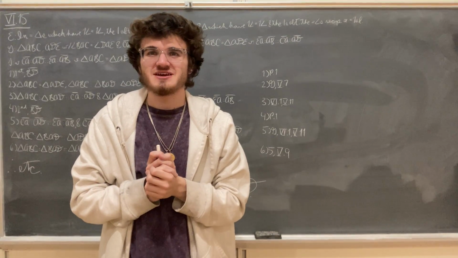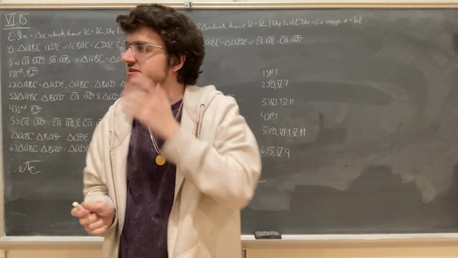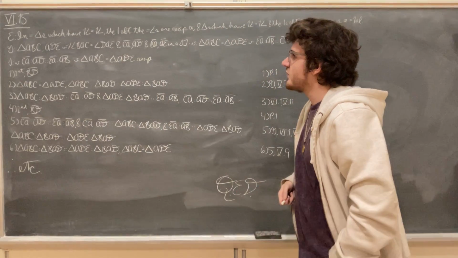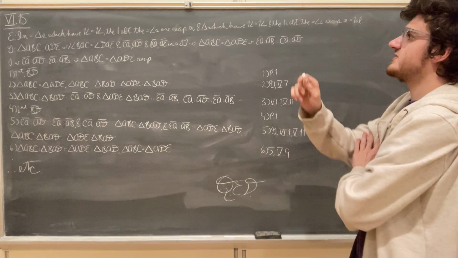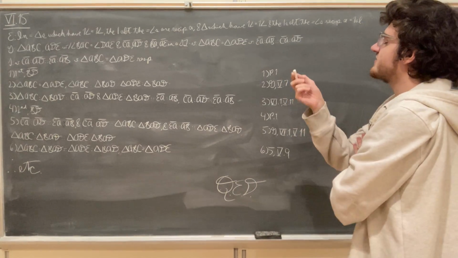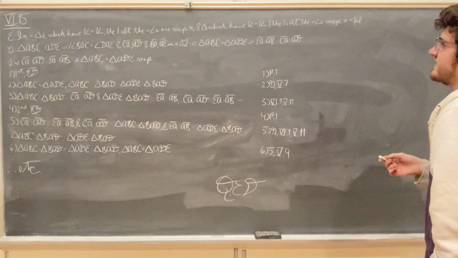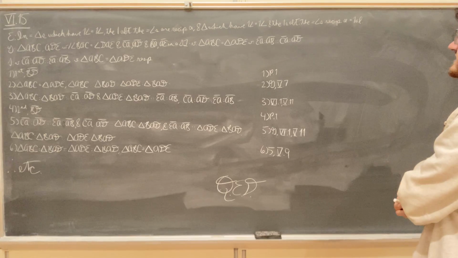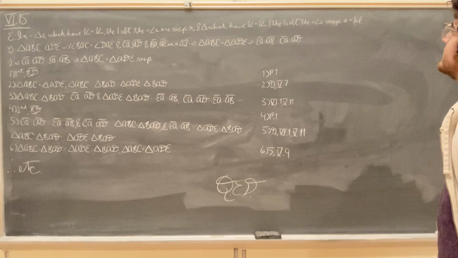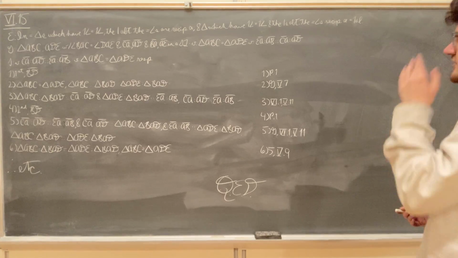Hello, this will be a demonstration of proposition 15 from book 6 of Euclid's Elements, which says that in equal triangles which have one angle equal to one angle, the sides about the equal angles are reciprocally proportional, and the partial converse: triangles which have one angle equal to one angle and the sides about the equal angles reciprocally proportional are equal to one another.